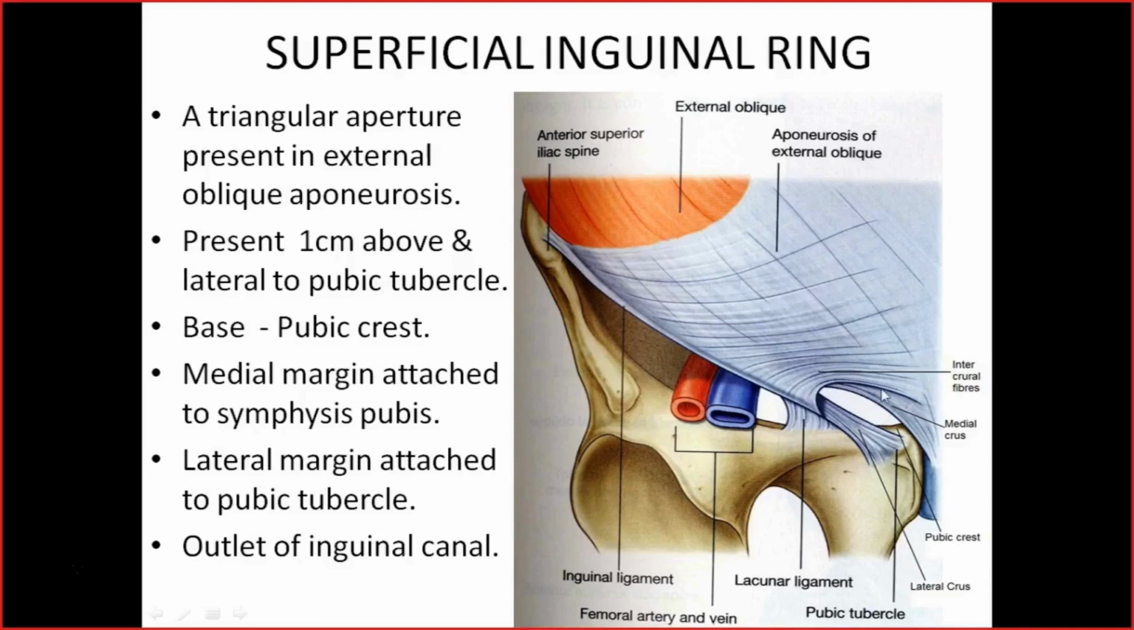This medial margin is this one which I am showing. Medial margin is attached to the pubic symphysis. Lateral margin is attached to the pubic tubercle, and it is also considered as outlet of inguinal canal. Inlet is called as deep inguinal ring. Outlet of inguinal canal is called as superficial inguinal ring. That's it. Shall we move on to the next boundary?